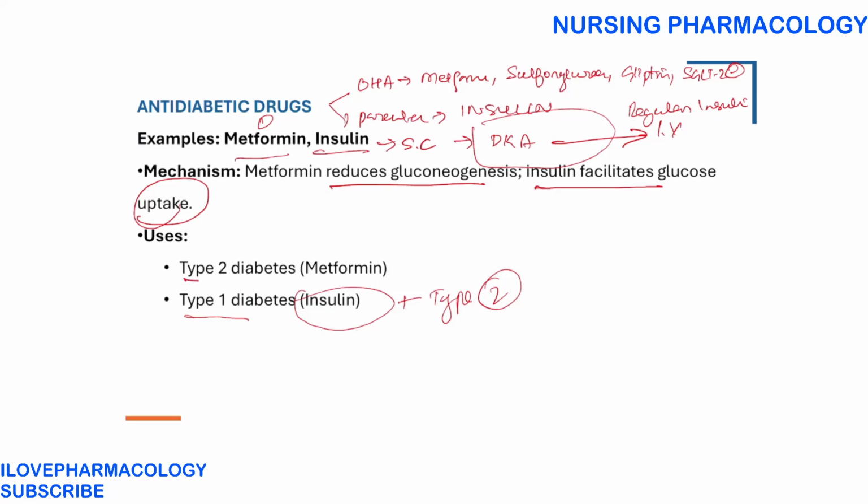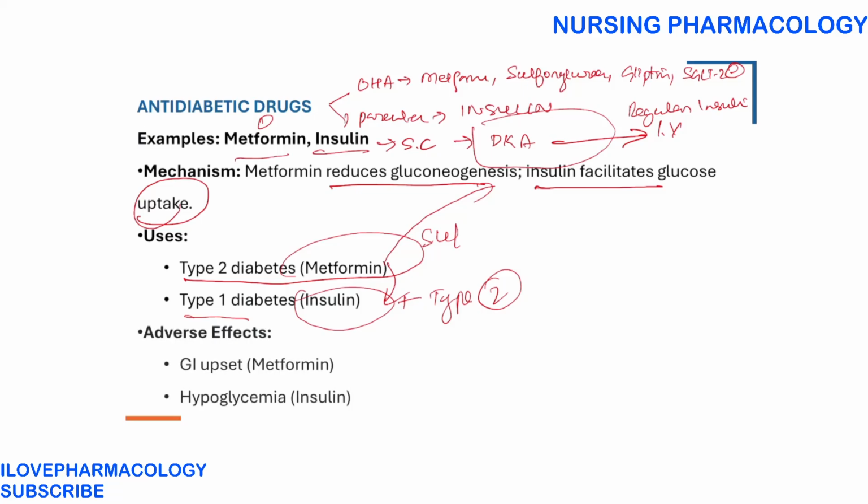So in type 2 usually you start with metformin. If it is not controlled, you will shift to insulin. Before shifting, you will try combinations like sulfonylurea and other groups of anti-diabetic drugs. So what is the side effect?